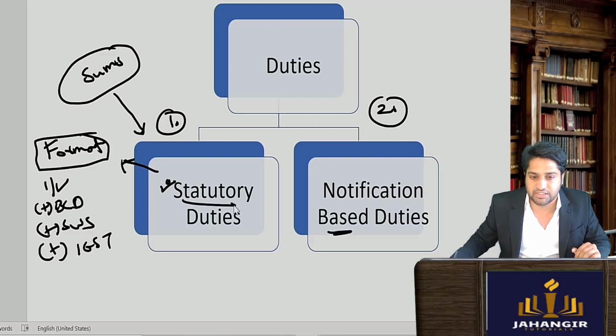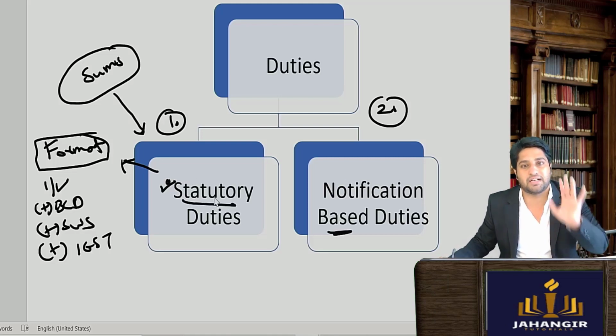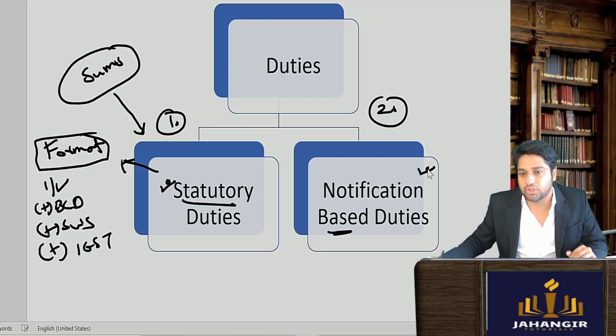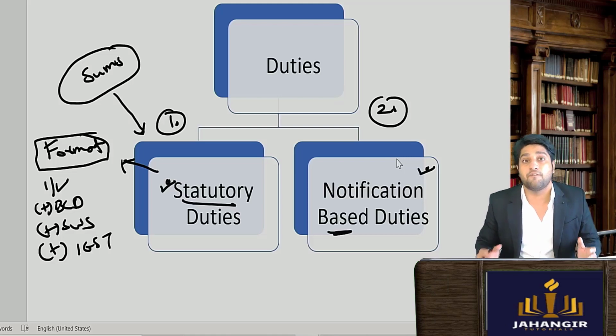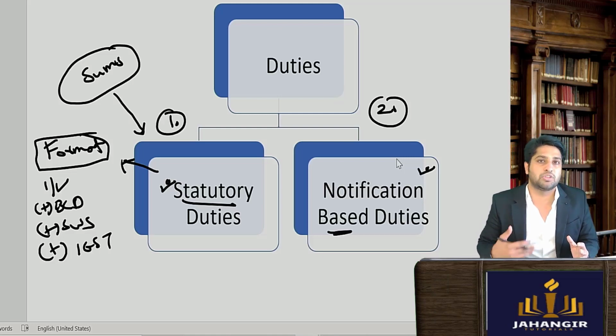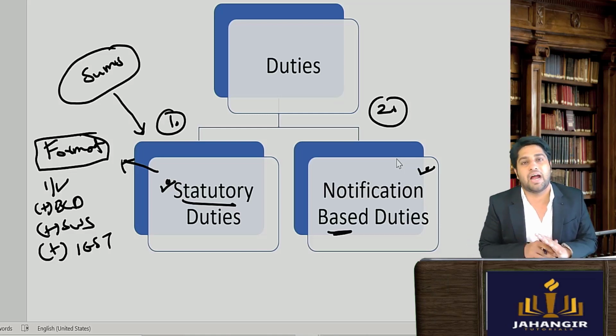Here this is mentioned in the statute itself, in the act itself. This is conditional to a notification being issued. For example, we have something called anti-dumping duties. Whenever the government feels that certain goods are being dumped into India, it will quickly issue a notification and say that these kinds of goods we should levy anti-dumping duty.